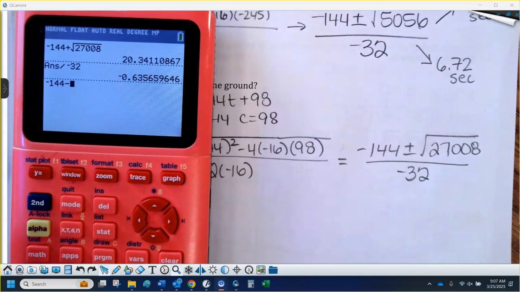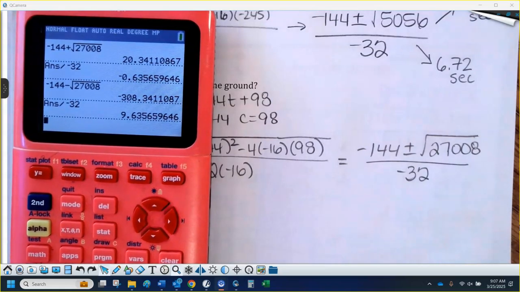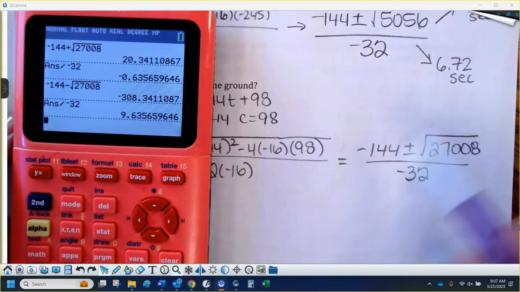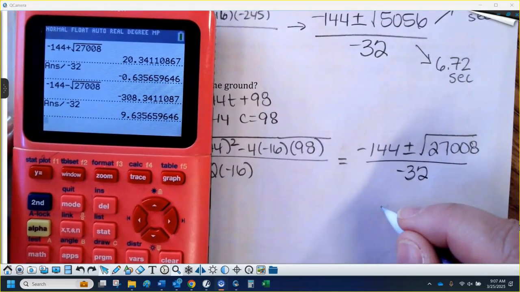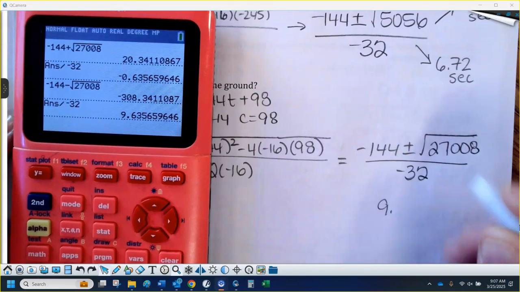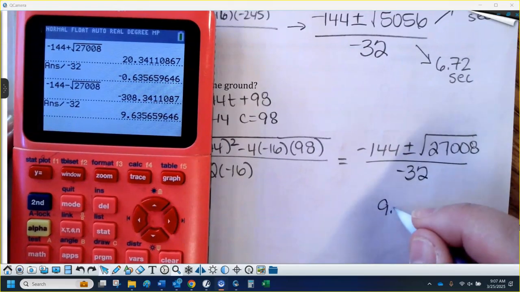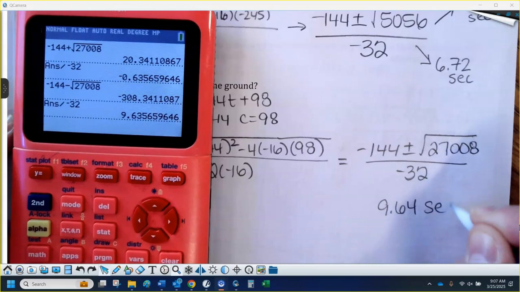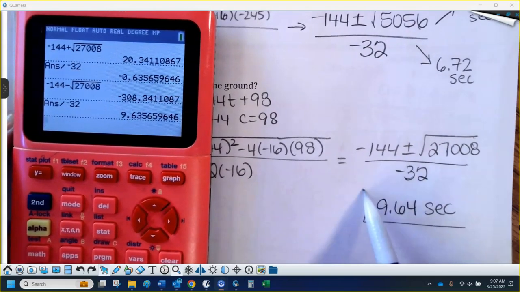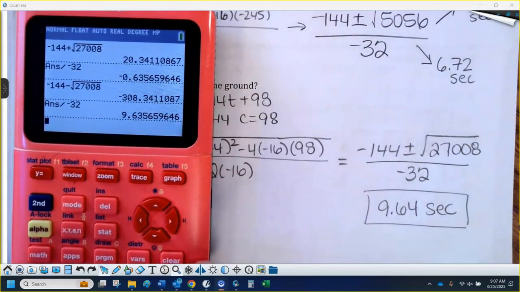Negative 144 minus the square root of that 27,008. I'm going to divide that by negative 32. And that's actually going to be my answer. We can't have a negative time. This has two solutions, but in terms of our situation, we just want the positive answer. So this is about, let's say, 9.64 seconds. On the homework, it should just tell you to round to the nearest hundredth, so just 2 decimal places.